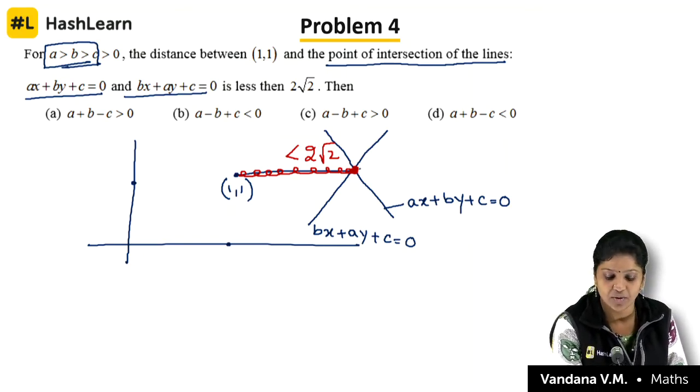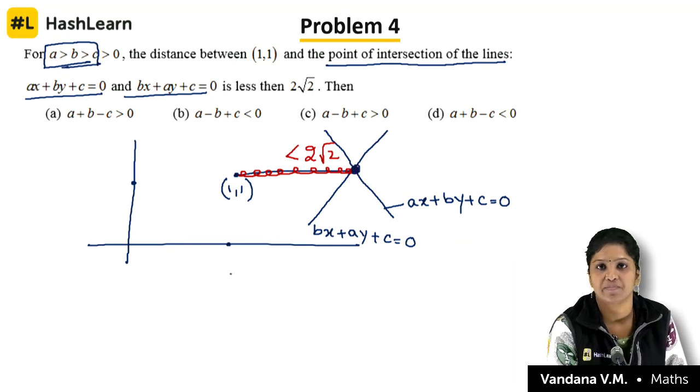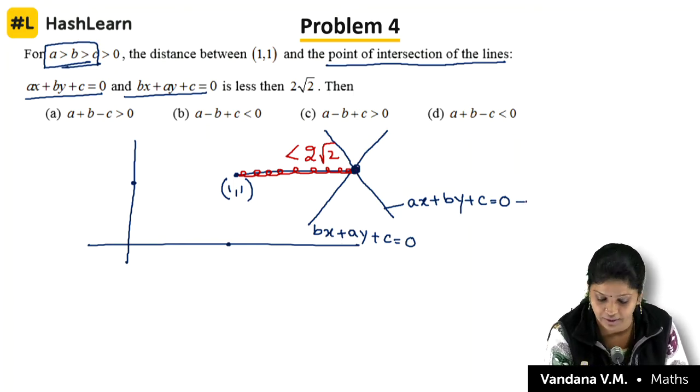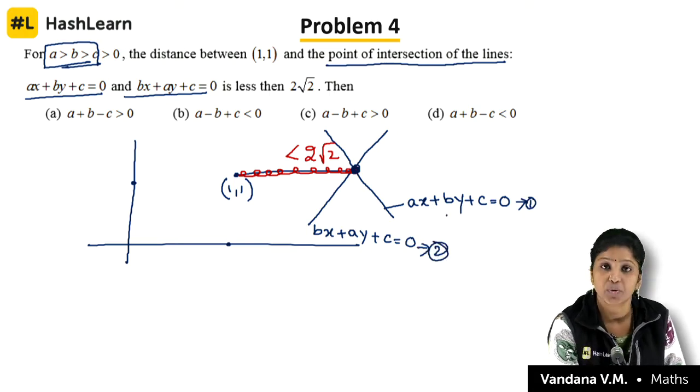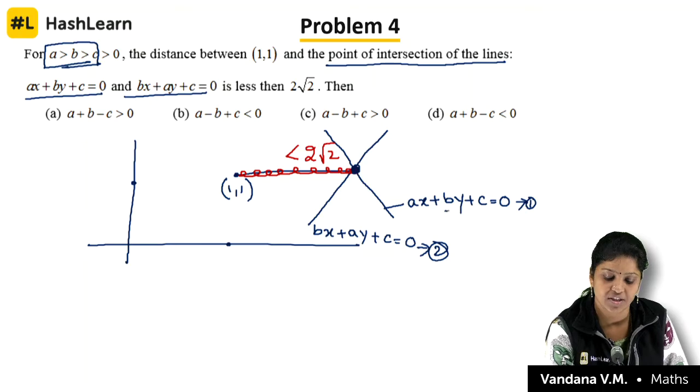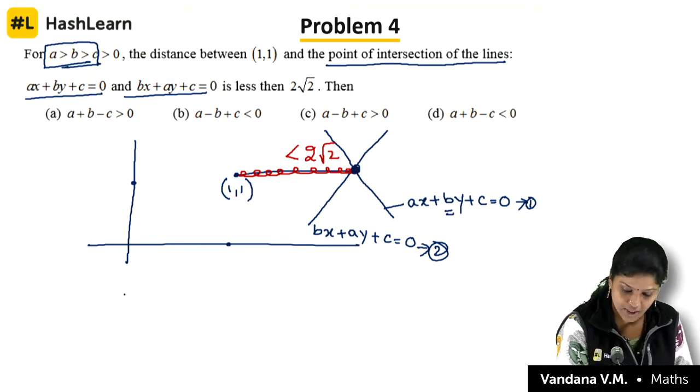Children, first find out the point of intersection. If it is numbers, we know how to solve: equations 1 and 2, we will solve them. Otherwise, we know one more method to solve. Take this as equation 1, take this as equation 2. Usually how will we solve? We will start with the y coordinate.